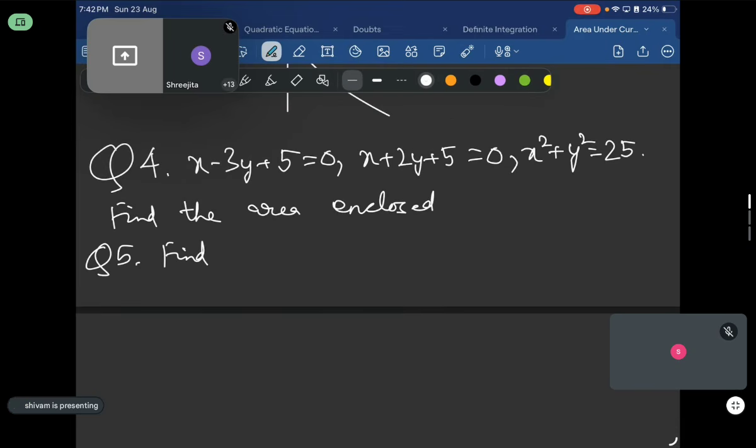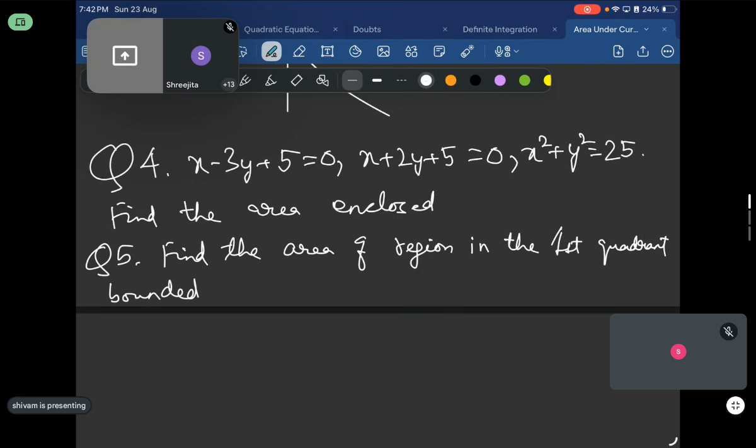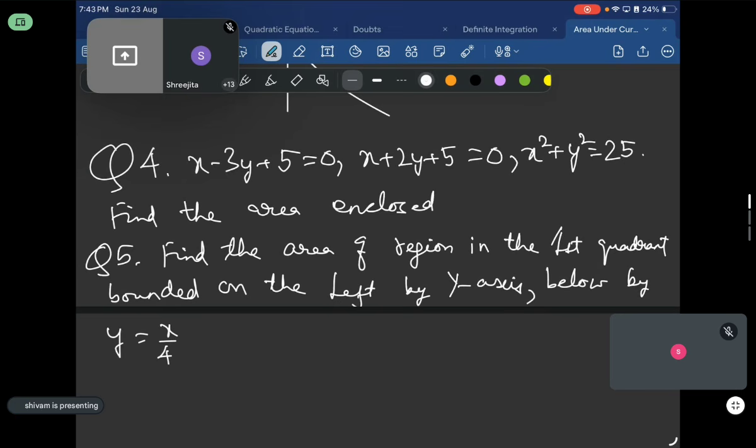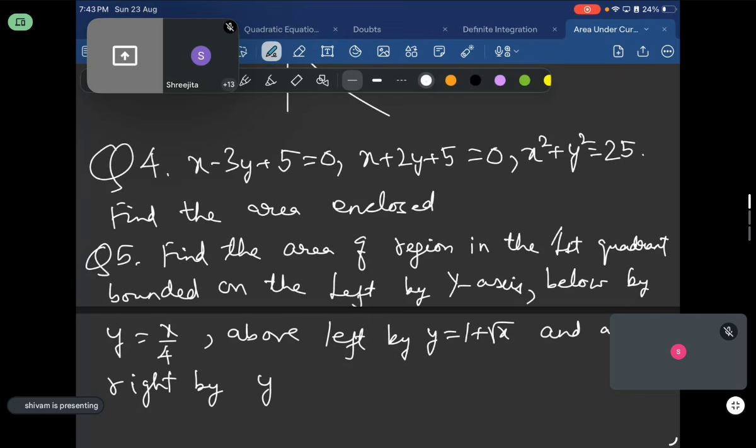Question number 5. Find the area of the region in the first quadrant, bounded on the left by the y-axis, below by y equal to x by 4, above left by y equal to 1 plus root over x, and above right by y equal to 2 by root over x.